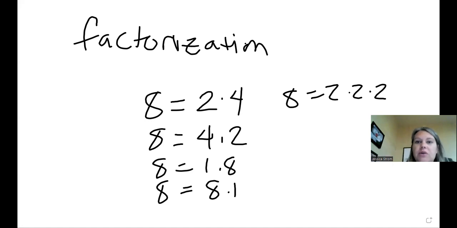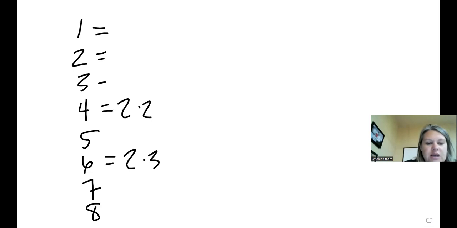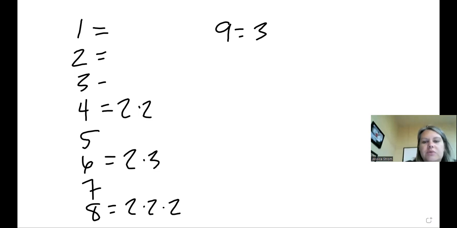But let's see, can we do that for the numbers 1 through 20? So wipe our boards down and let's do that for the numbers 1 through 20. All right, so we've got 1, not sure, 2, 3, 4, 5, 6, 7, 8. Okay, so what's interesting about this is, we'll get 4 is 2 times 2, 6 is 2 times 3, 8, they come up with 2 times 2 times 2, 9, 3 times 3. So far it's not really all that interesting, right? 10 was 2 times 5.